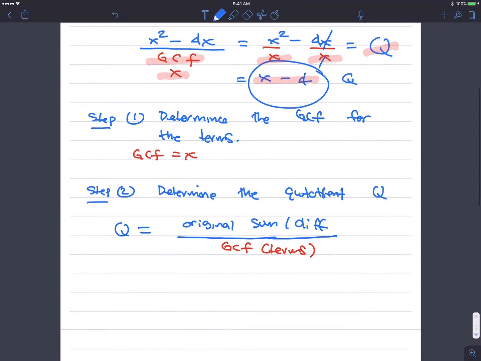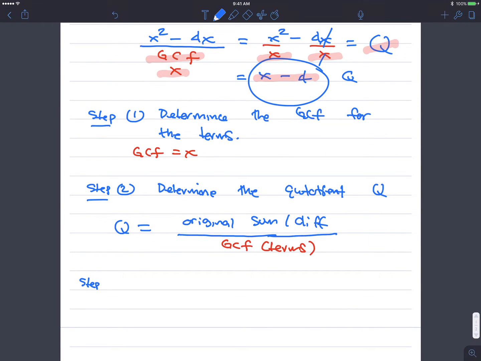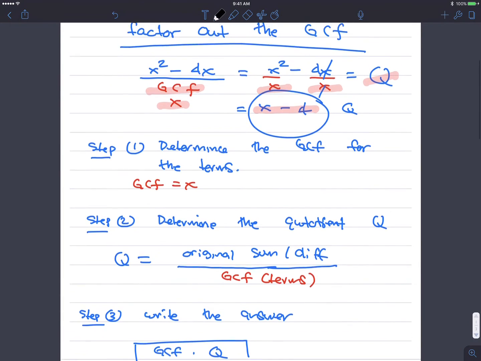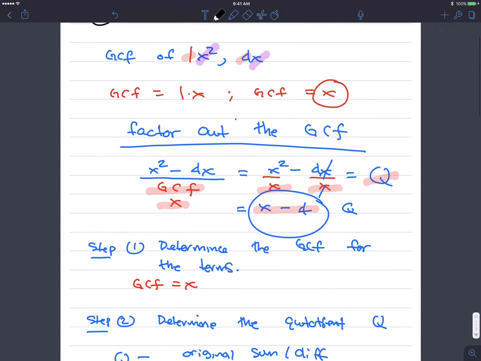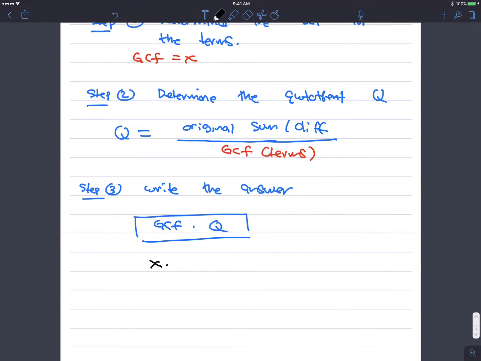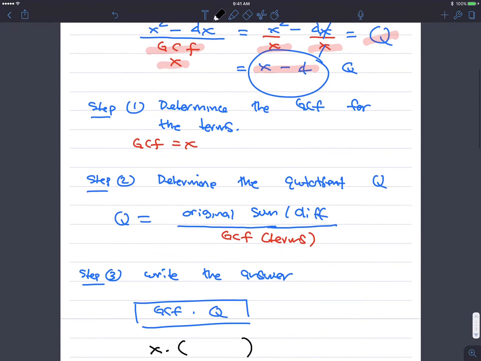We're finally ready for the final answer step. Step number 3 is you're going to write the answer in the following format. Greatest common factor times your quotient. So notice we're determining two things, GCF and the quotient, by this procedure. So what's our GCF in this problem again? What was it? Right? It was x. So your final answer is going to be x times, what was our quotient? X minus 4. Good.